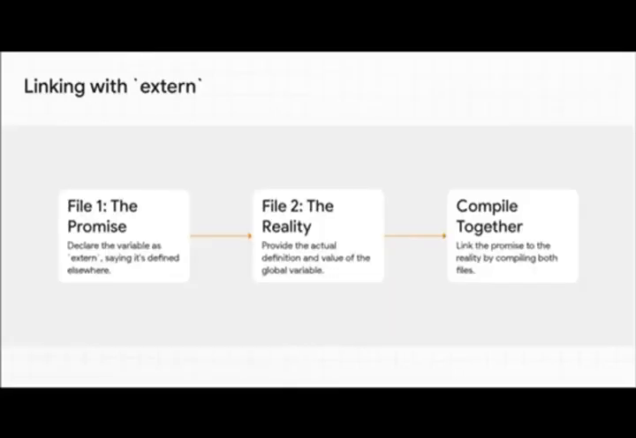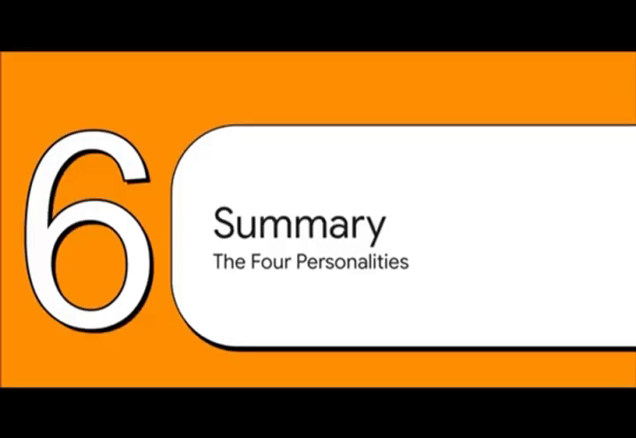Here's how that all shakes out. In one file, say main.c, you make the promise by declaring the variable with extern. You're just saying you plan to use it. Then, in another file, printvar.c, you provide the actual definition with its value. When you compile them together, the linker connects the promise in the first file to the reality in the second one. Pretty cool, right? So there you have it, the four secret personalities that govern your variables.